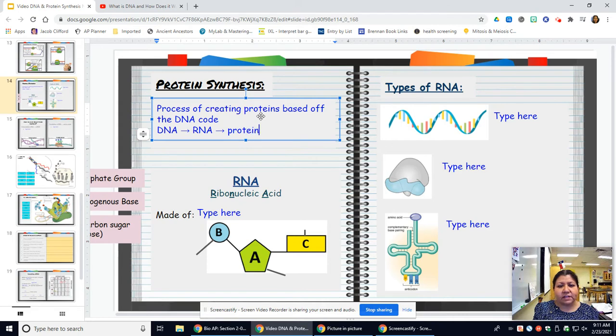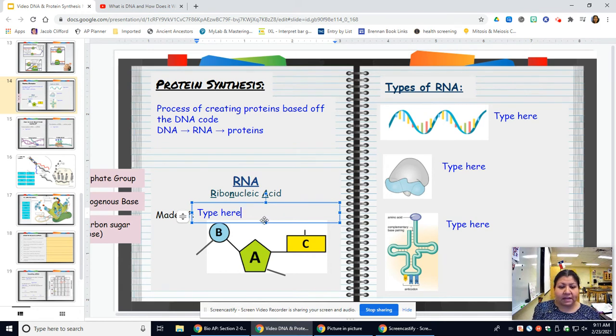And one of the things that we need to remember is that the thing that makes up proteins is amino acids. So technically that RNA is coding for amino acids, and then those amino acids will fold and assemble themselves to make the proteins. So when we're talking about RNA, it stands for ribonucleic acid. It's just like DNA, so it's made out of nucleotides.